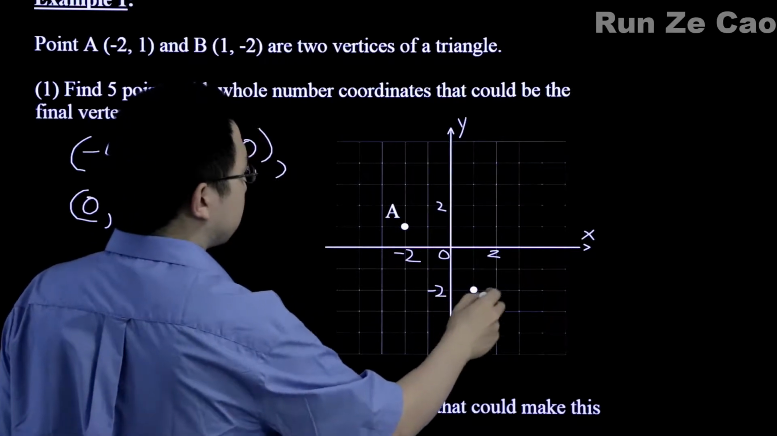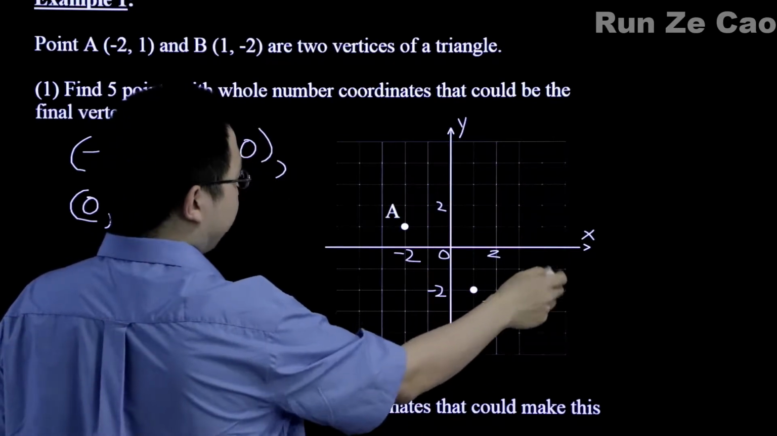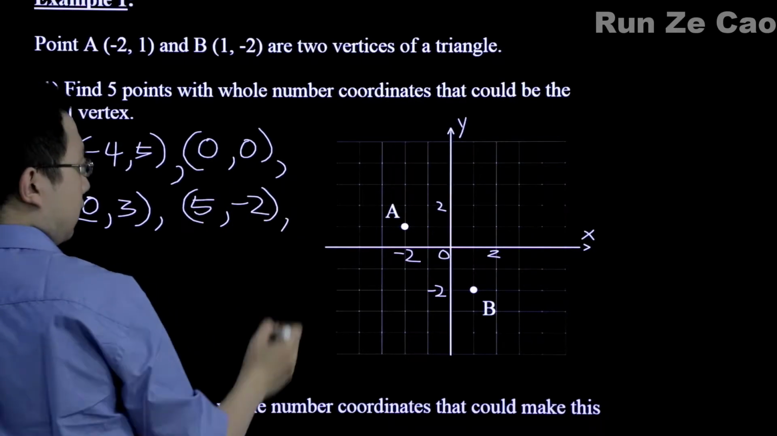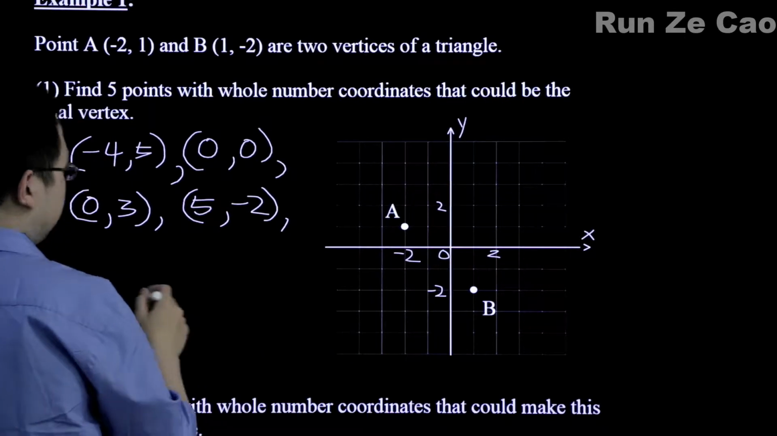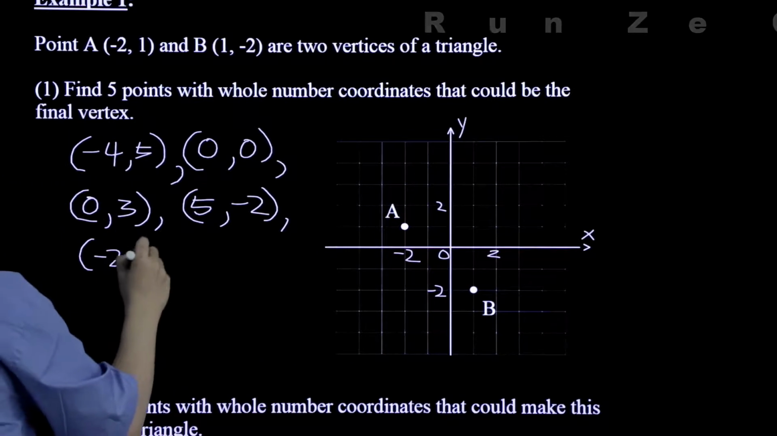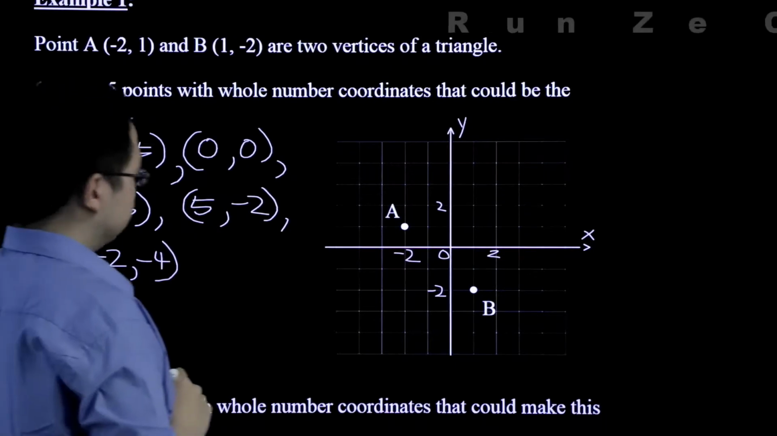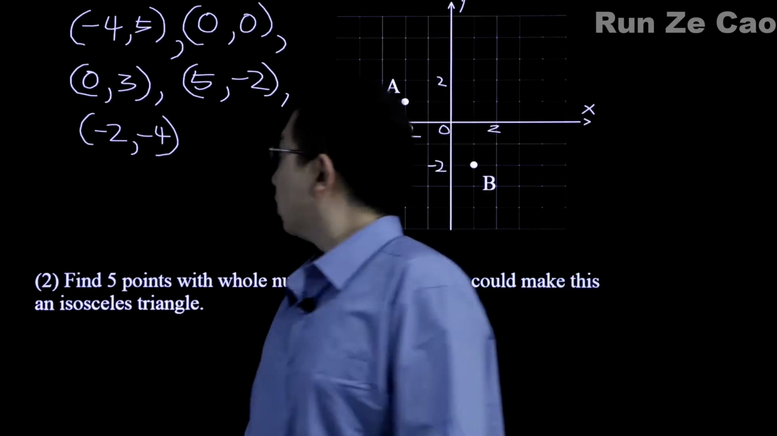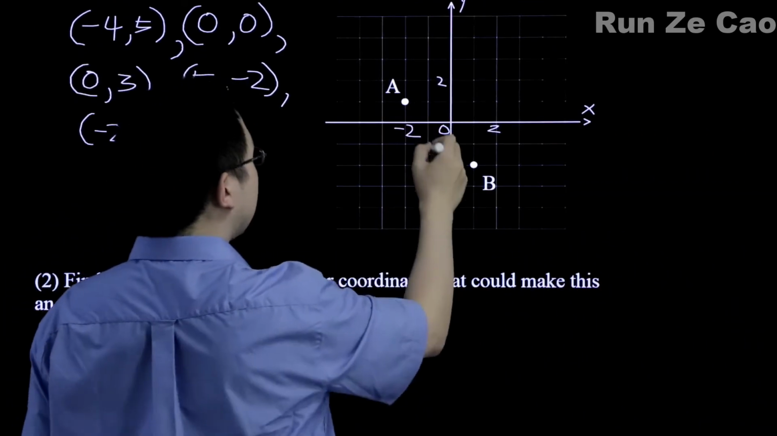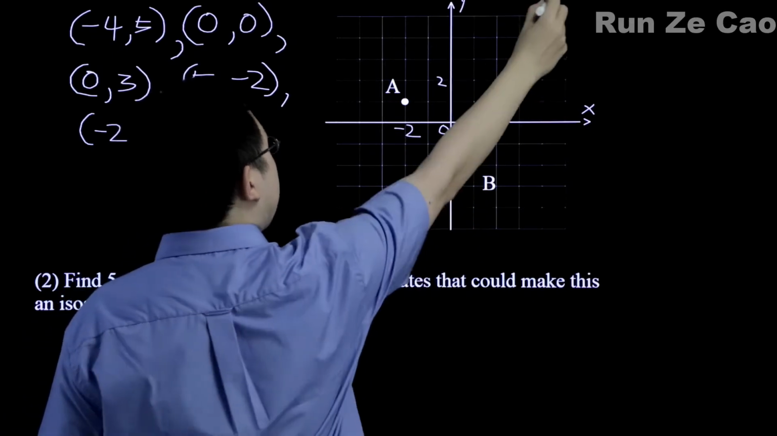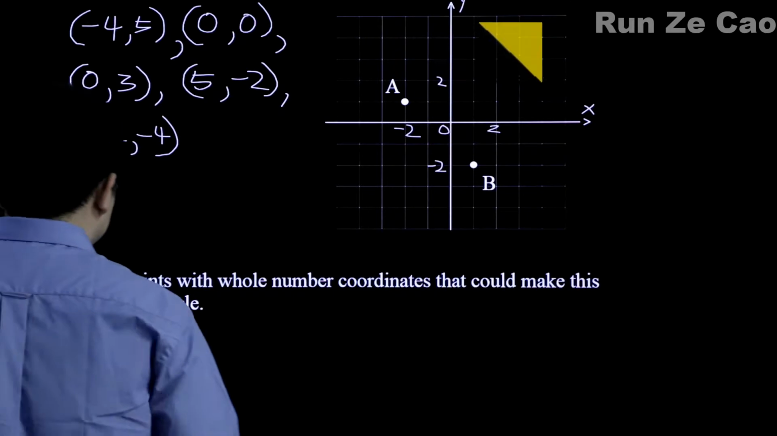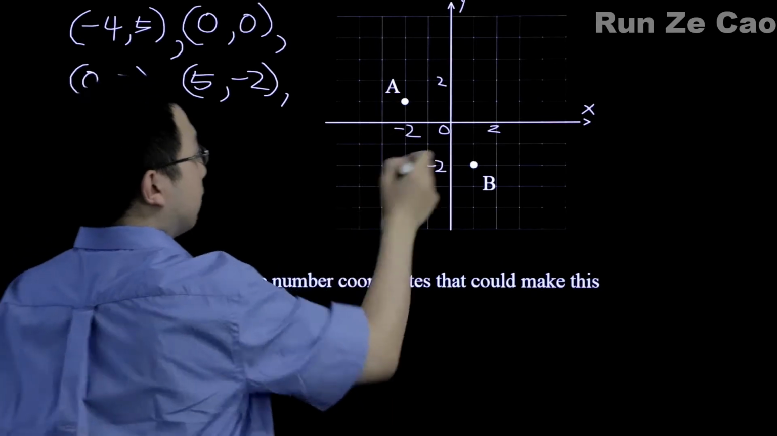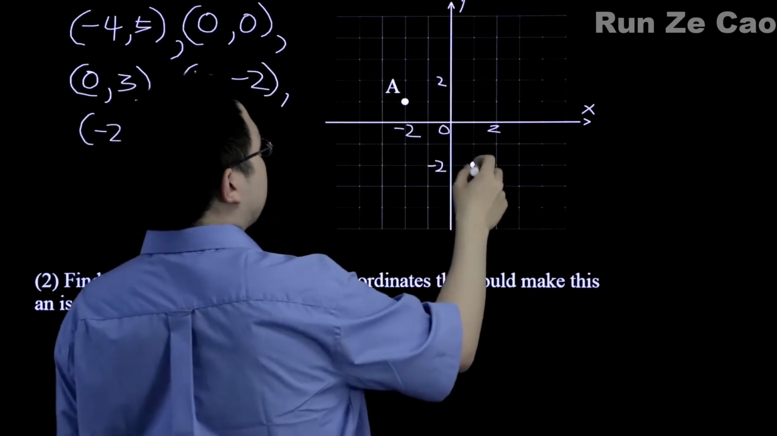So then we could do, say, 5, -2 or something. And of course, -2, -4. Now, what happens if we want this to be an isosceles triangle? Well, we could have this be the base, in which case the points would be anywhere along this diagonal through 0, 0. 1, 1, for example.